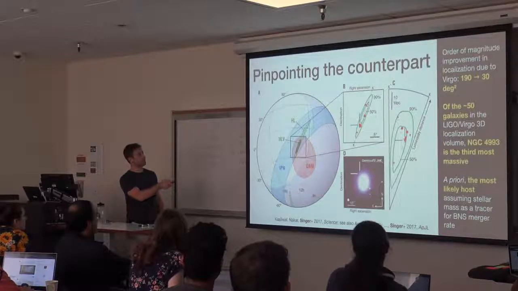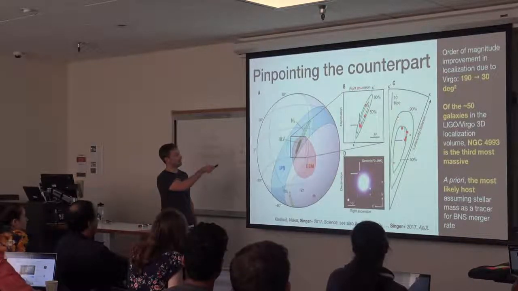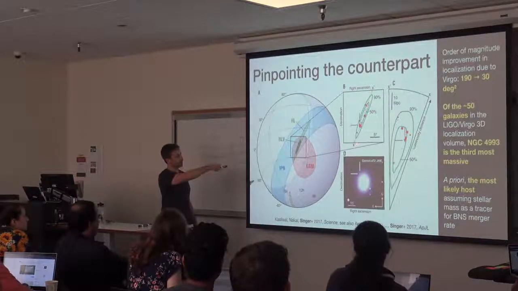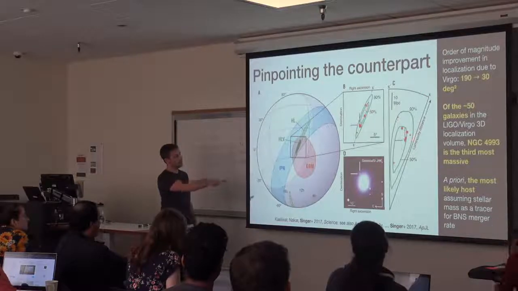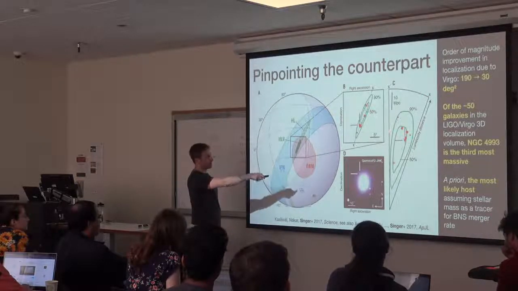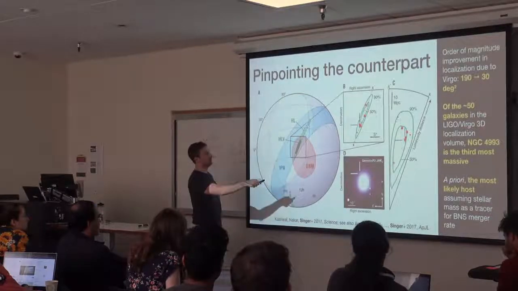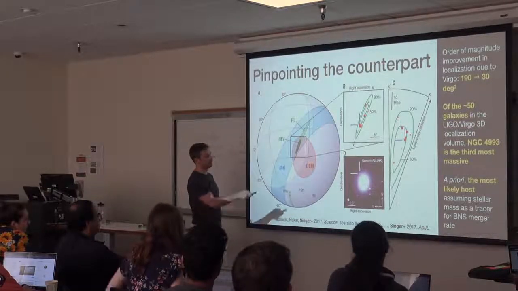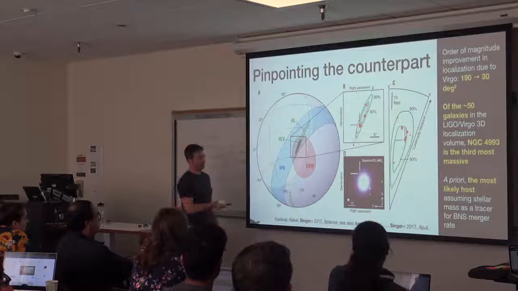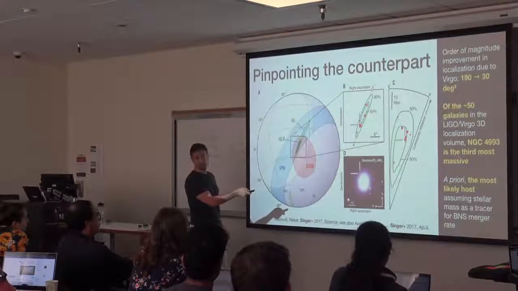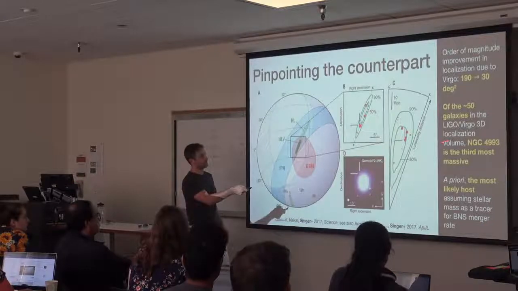So for GW170817, this is our Hanford-Livingston-Virgo localization. And if we zoom in on that and then make a cut across the longest region, we can look at a pie slice in space, in position on the sky and in distance. And I've shown the 50 most massive galaxies within the LIGO-Virgo localization volume. The size of these dots is proportional to the mass. And of these 50 galaxies, NGC 4993, which is the host, is the third most massive.